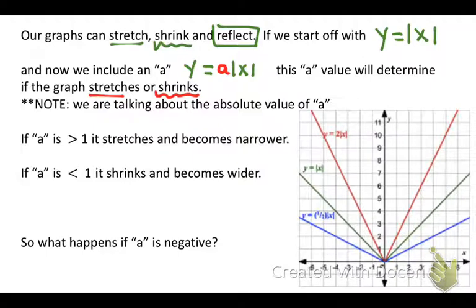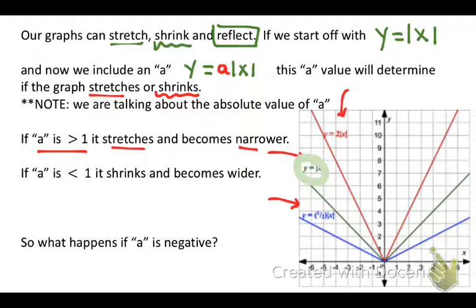We're talking about the absolute value of a, so you'll notice that in the equations on this graph, the a values are all positive. So if a is greater than 1, it stretches and becomes narrower. The green graph we have is our parent function. Then we have y equals 2 times the absolute value of x.